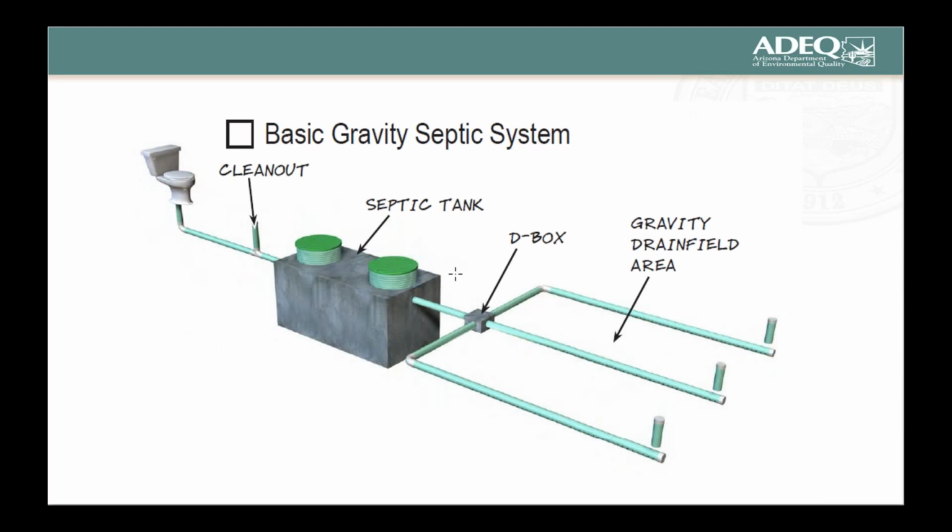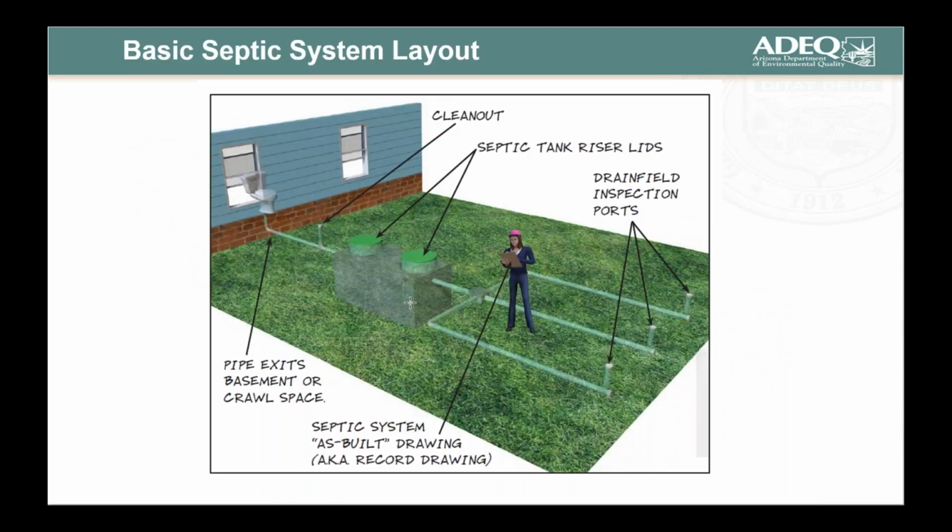So first, let's look at the basic gravity septic system. As we see here, you have your clean out, going to your septic tank, going to your distribution box, and then going out to the gravity field. So that's the basic elements of the septic system. But let's add a little more detail now. We have the wall of the house, and then the whole area outside the house where you have the septic tank and disposal field.